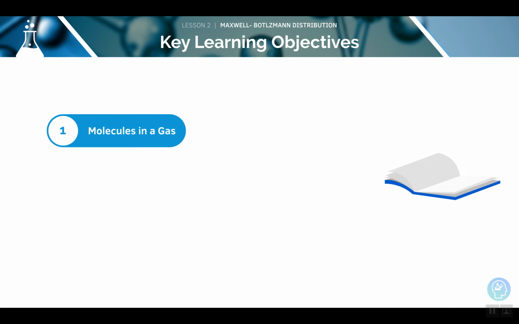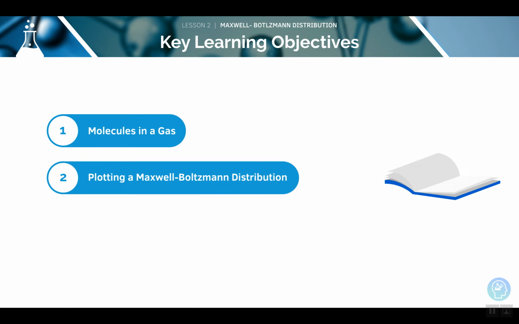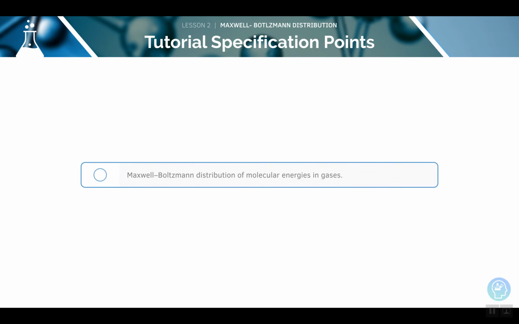We've got 2 key learning objectives for today's lesson. The first is to look at molecules in a gas, and the second is to look at plotting a Maxwell-Boltzmann distribution. Here is the AQA specification point we'll be covering in this tutorial. We'll be looking at the Maxwell-Boltzmann distribution of molecular energies in gases.